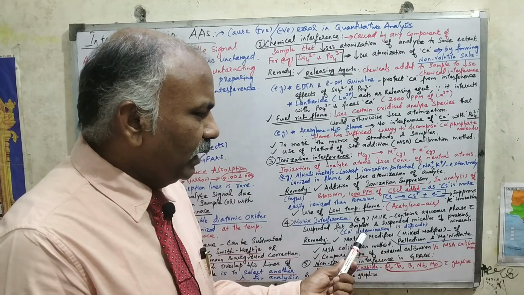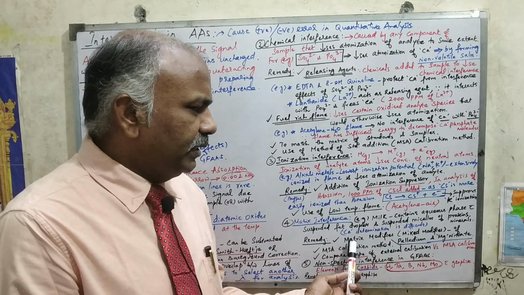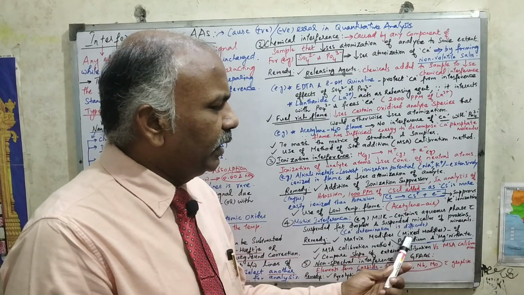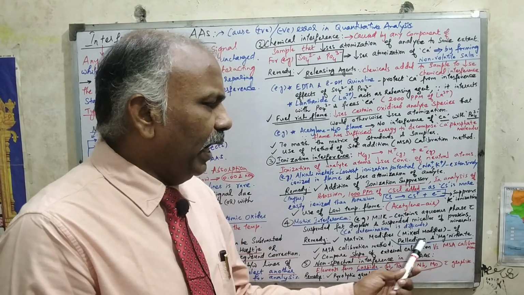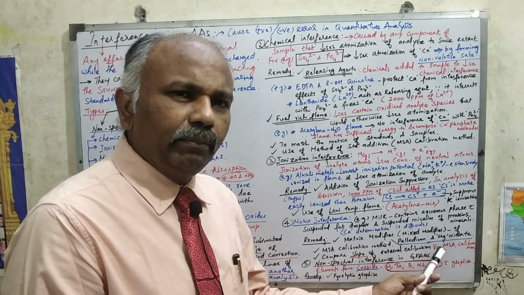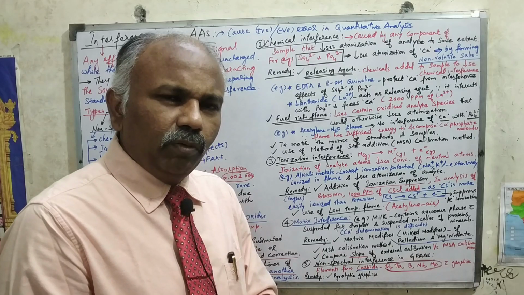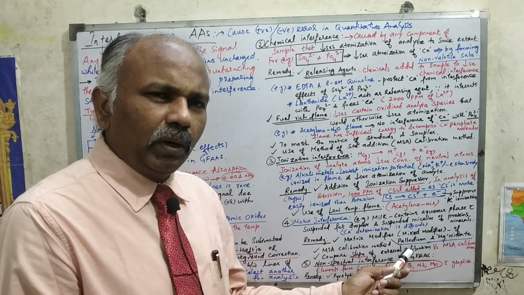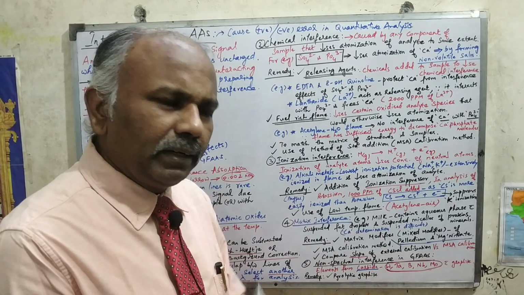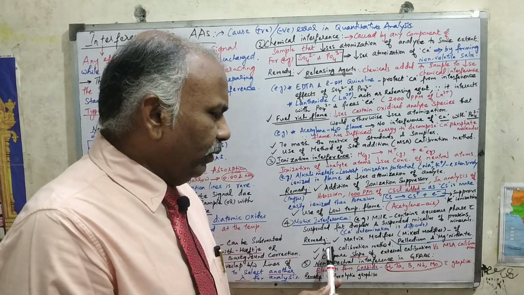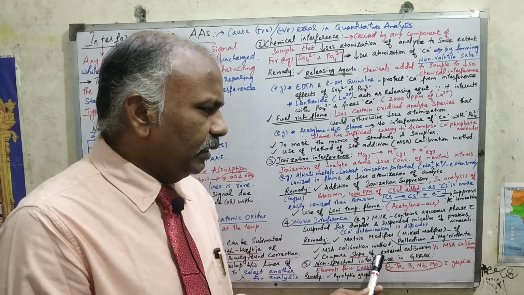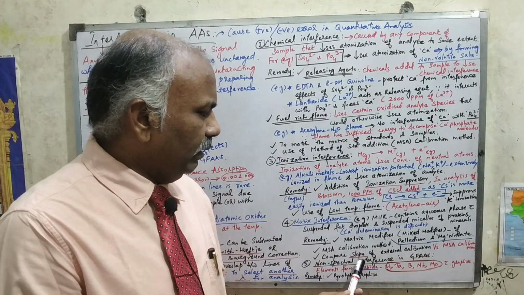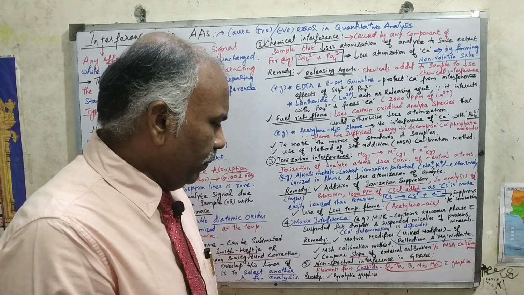So generally we are using a matrix modifier, and for most of the samples we are using a generic mixed modifier of palladium and magnesium nitrate. Palladium and magnesium nitrate, it's common for most of the elements. We just add a minor quantity of this matrix modifier along with the sample to prevent the matrix interference. Also we can use the MSA calibration technique here. The same thing we have used for chemical interference, we can use in matrix interference also.